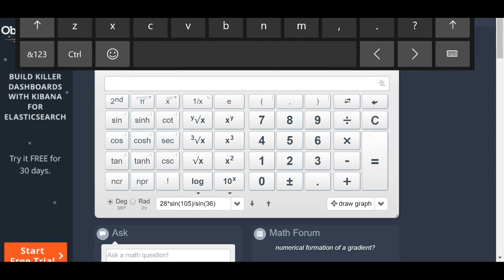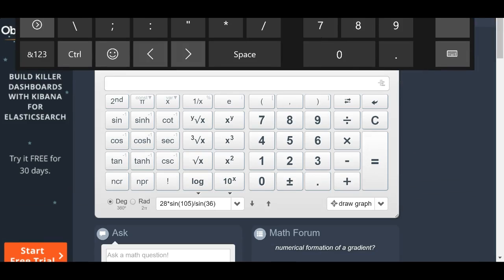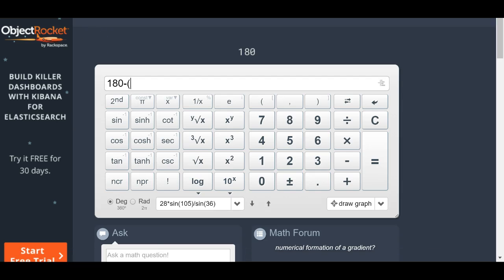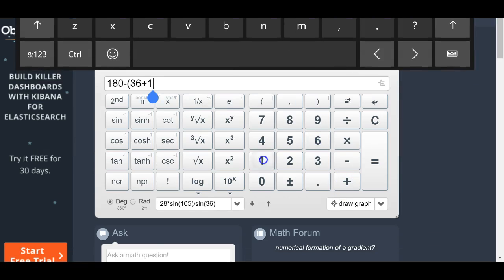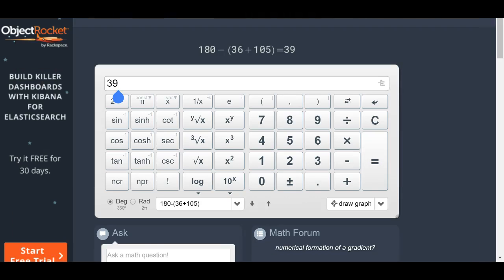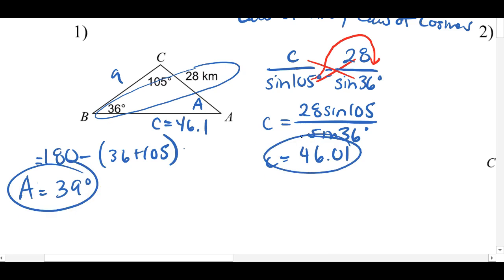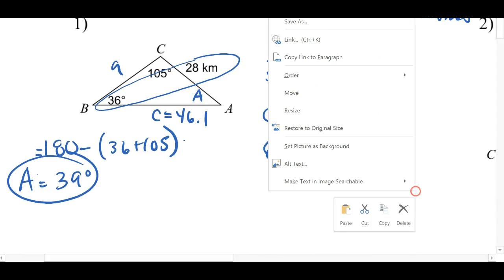Okay, clear this. So now it'll be 180 minus, in parentheses, 36 plus 105, and I get 39. So the difference is 39. So that other angle, angle A, is 39 degrees. Okay, there's one. And now the last thing I need to find is side A.